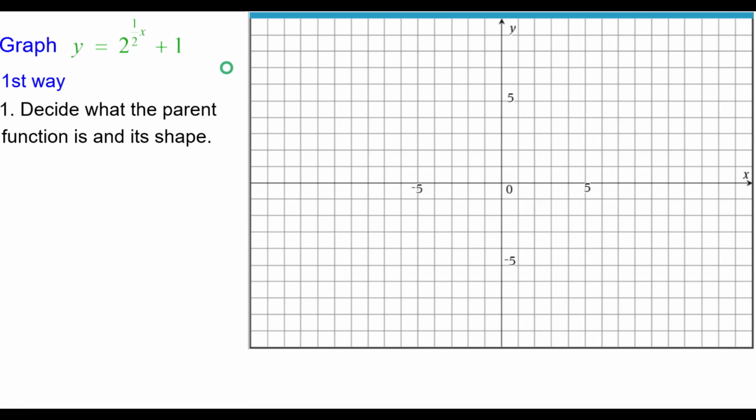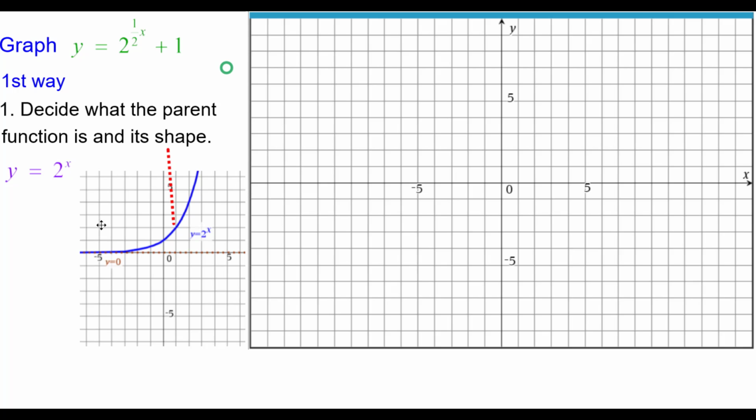First, we need to decide what the parent function is and its shape. Parent function is y equals 2 to the x. And this is the shape of the parent function, including the horizontal asymptote. We sometimes refer to this as an easy chair outline.